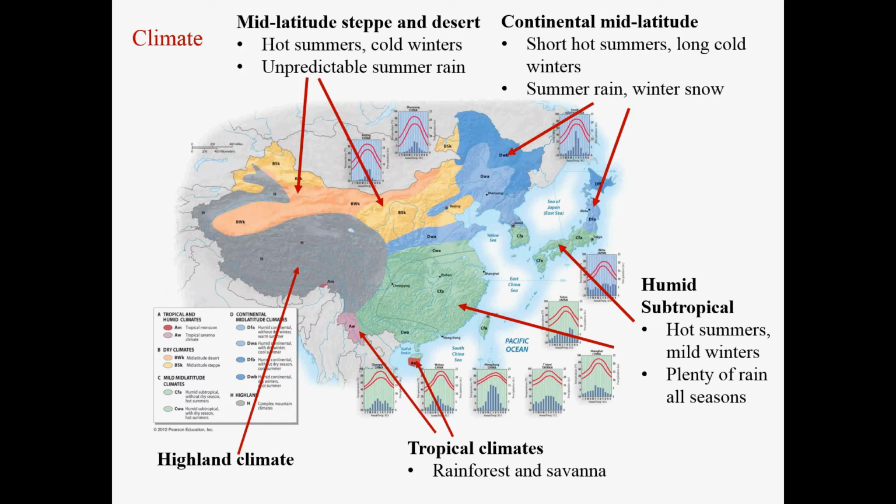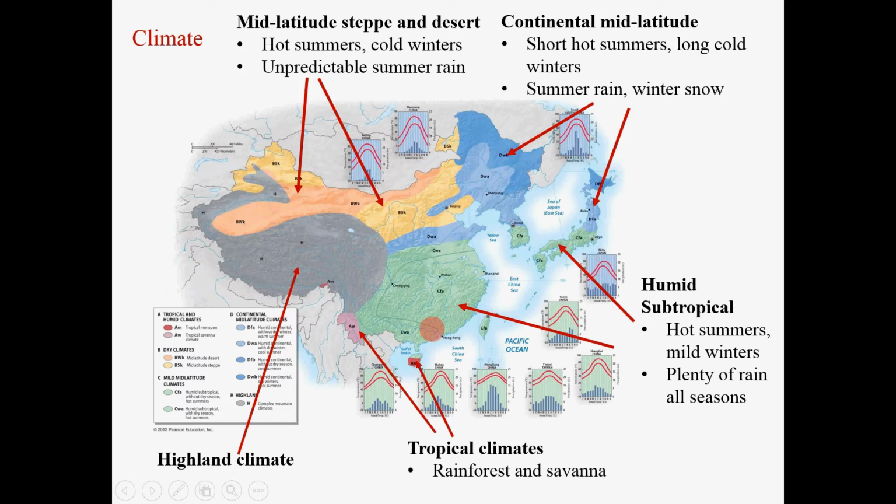Here we move to the south, to the green color region. Humid subtropical climate. Here you have a hot summer and the winter is not as cold, so mild winters. During all seasons, you have plentiful precipitation in those regions. So conditions are conducive for rice growing, and this is a major region in East Asia where rice is a major crop.